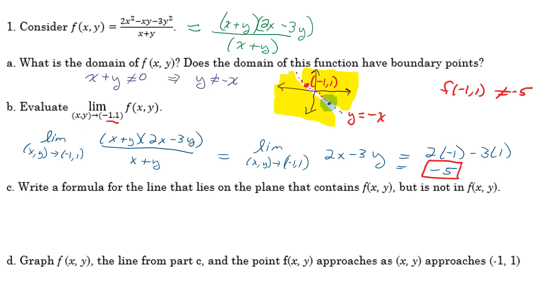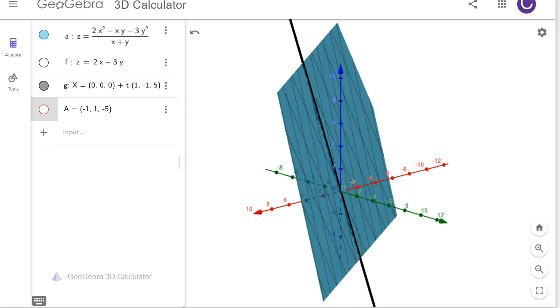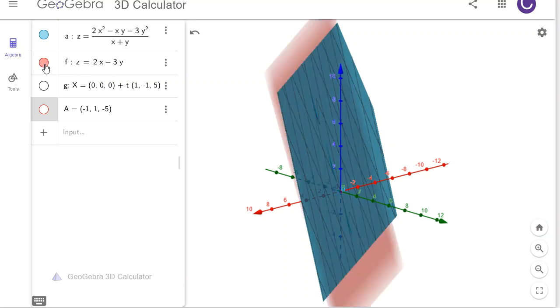So the next part is asking us to write a formula for the line that lies on the plane that contains f of xy but is not in f of xy. Let's go take a look at that line just to get an idea of what we're being asked to do there. So here's our plane right here. Okay, there's our plane. Now notice here's the reduced fraction version of our plane. I could turn that on. Okay, that's the same plane.